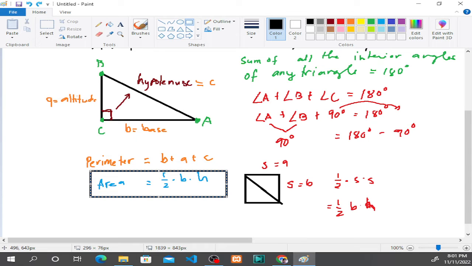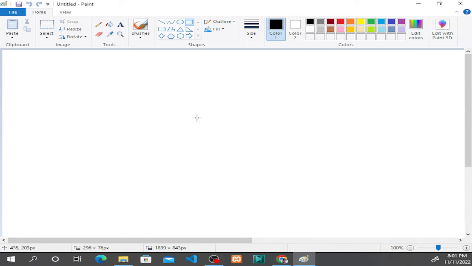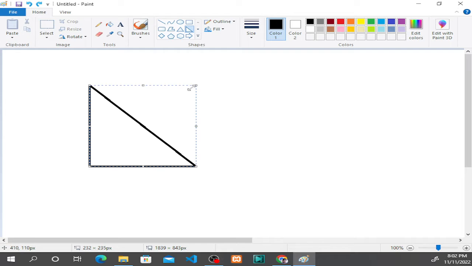So these are some information about the triangle. Next, if we want to get the hypotenuse of the triangle, we need to apply the Pythagorean theorem. I'm going to draw another triangle, a right triangle, right here.